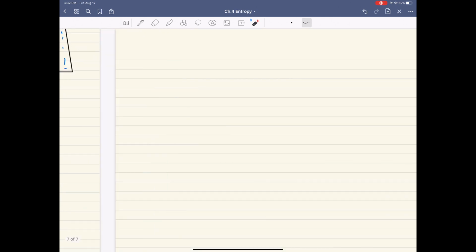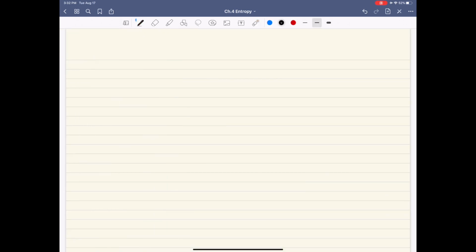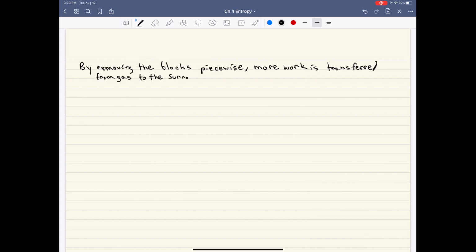And so to write this, at least in words, to summarize the point I'm trying to make, is that by removing the blocks piecewise, so instead of doing it all in 1 step, if we split it into 2 steps, what we get is that more work is transferred from the gas to the surroundings. Okay? So we're able to extract more work from this irreversible process.